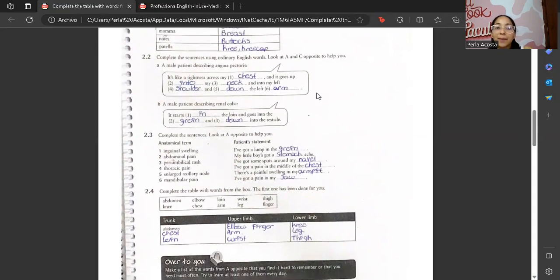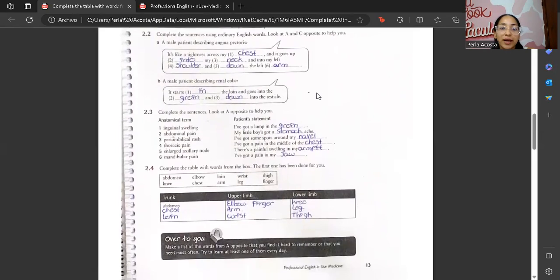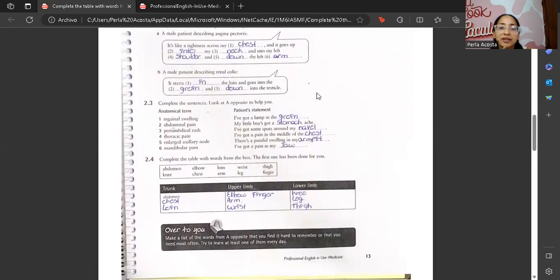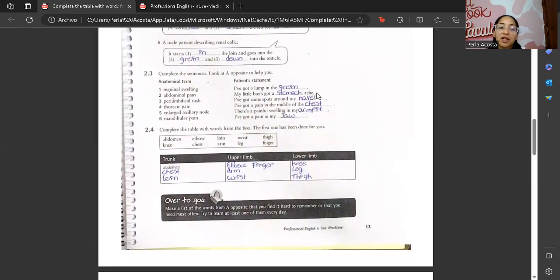Okay, A. A male patient describing angina pectoris. It's like a tightness across my chest and it goes up into my neck and into my left shoulder and down the left arm. B. A male patient describing renal colic. It starts in the loin and goes into the groin and down into the testicle.